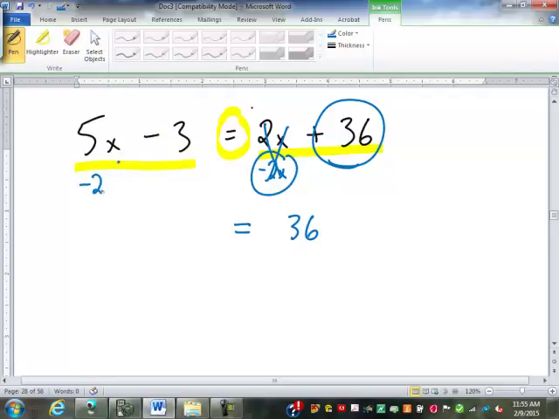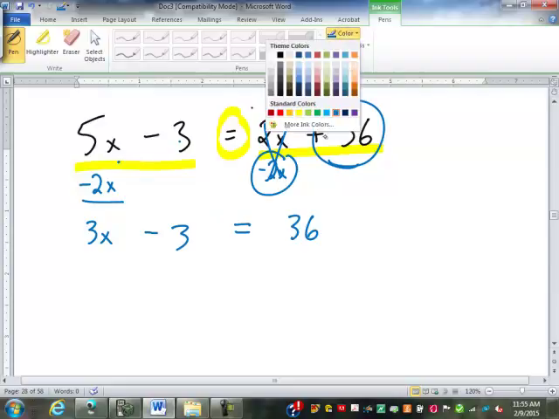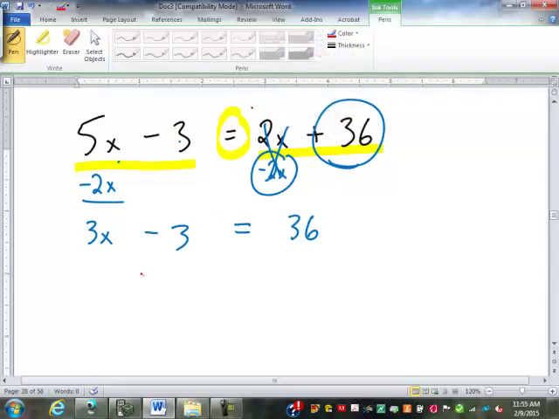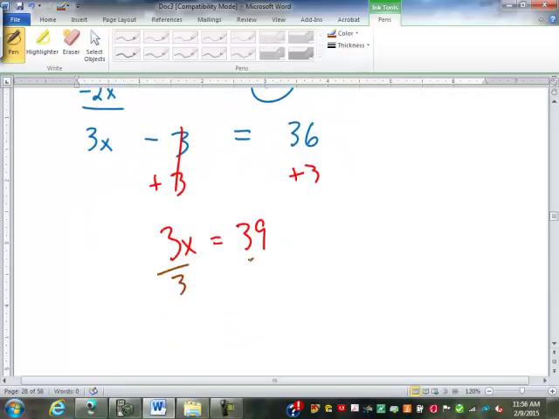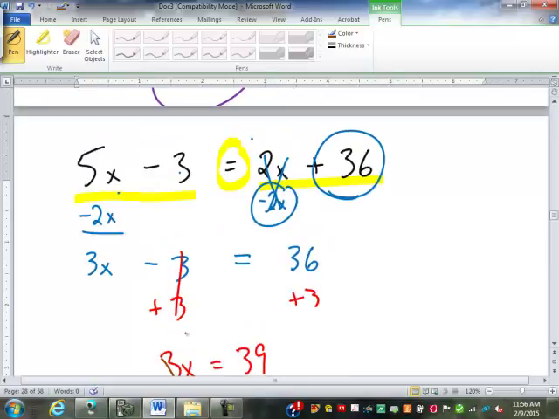The only thing that has the same name, of course, is the 5x. So 5x minus 2x is 3x. Negative 3. And now I can solve. I'm going to add 3. 3x equals 39. And divide by 3. X equals 13.